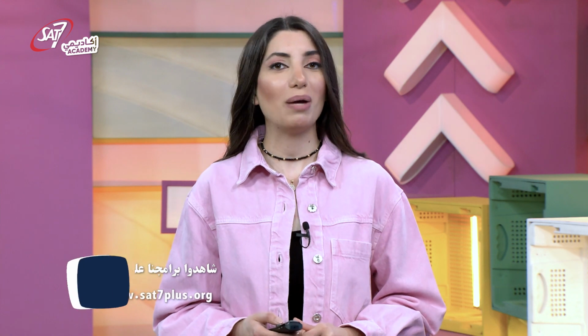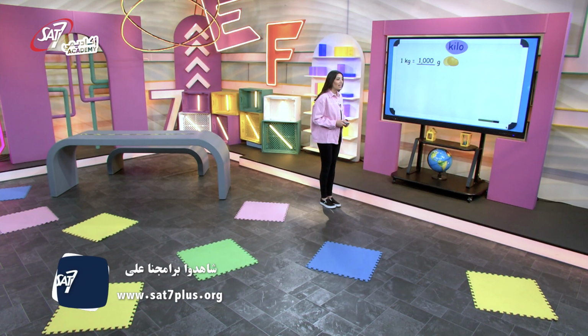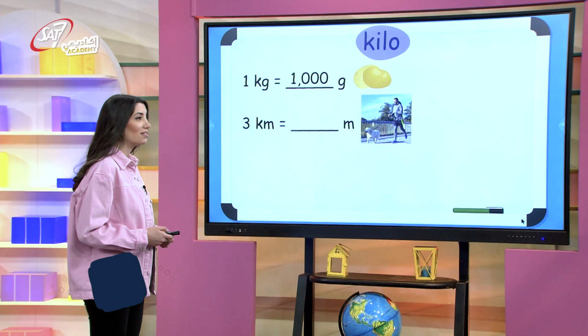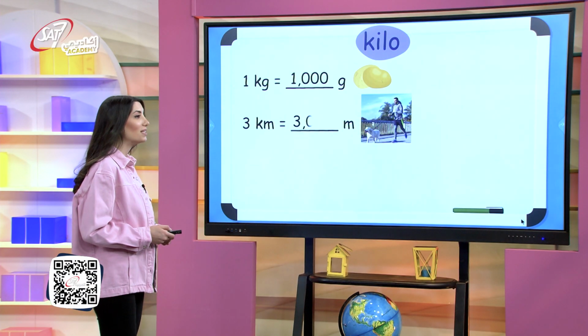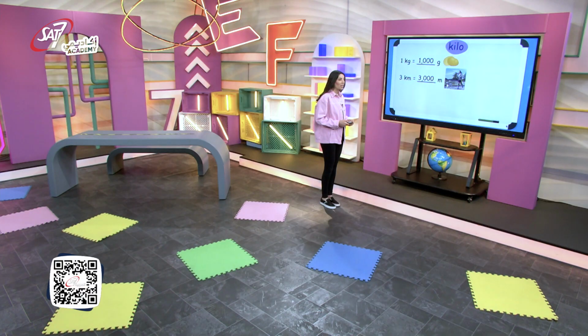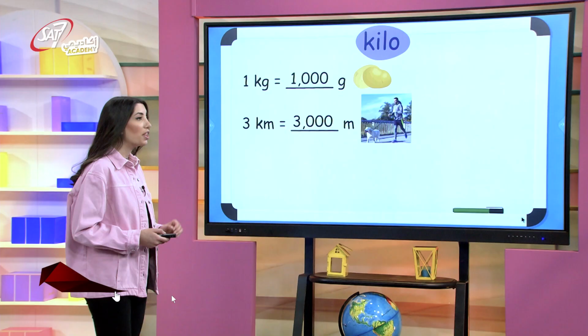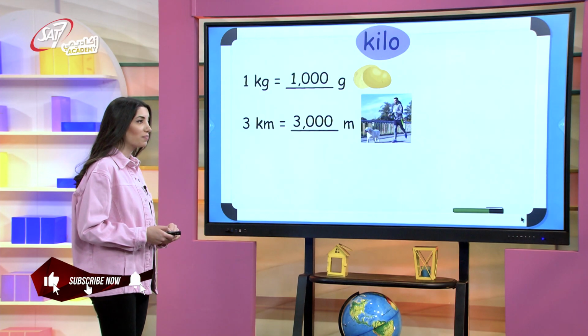So 1 kilogram of potatoes would be equal to 1,000 grams, and 3 kilometers are equal to 3,000 meters. If each kilometer holds 1,000 meters, we must multiply by 1,000. If you run 3 kilometers with your dog, you've also run 3,000 meters.